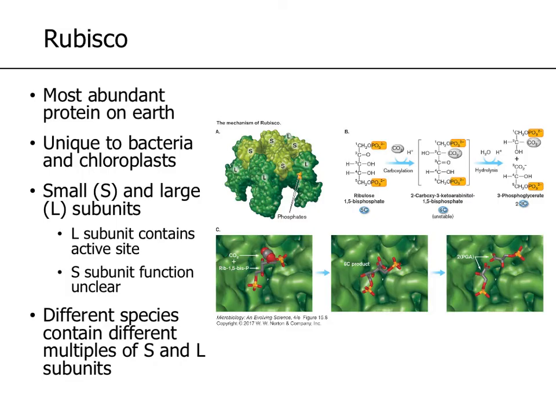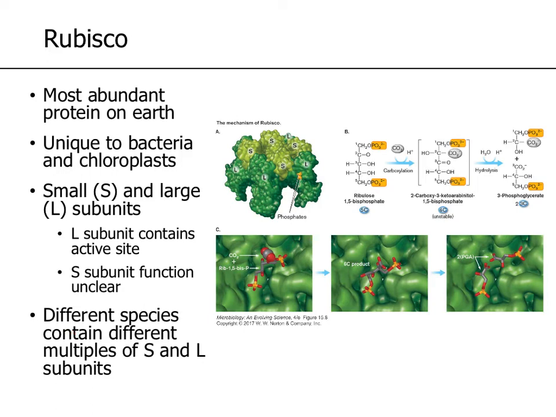So now we'll talk about Rubisco a little bit. Rubisco, again, is the key enzyme that you should remember that's associated with the Calvin cycle. It is also actually the most abundant protein on Earth. This is unique to bacteria and chloroplasts. It is made up of several small subunits and large subunits. The large subunit is actually where the active site is contained. The function of these small subunits is not super clear.